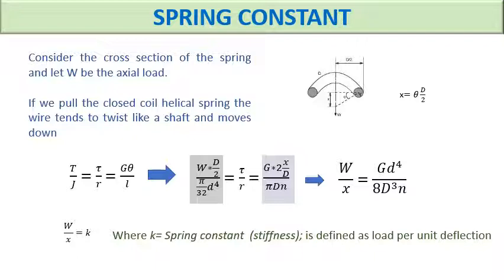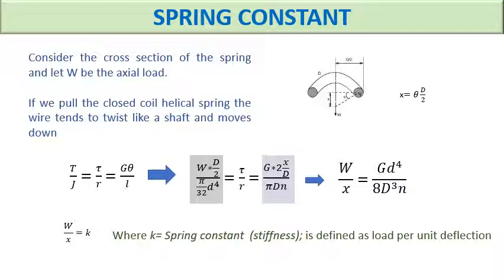This W by x is a constant, and it is a very important characteristic of a spring design. It is called the spring constant, or the stiffness of the spring, and it is defined as the load per unit deflection. And we have seen that the maximum shear stress tau max is equal to 8 F D by pi d cubed, and the spring constant W by x is equal to G d to the power 4 divided by 8 D cubed N.